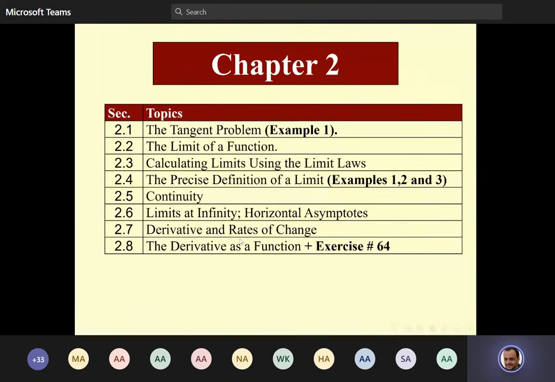So chapter 2. In chapter 2, ya shabab, the main target is limits and derivatives. But of course, we will study the derivatives at the end. Mainly, it is about the limits and the continuity of functions. So we will spend 6 sections about limits and continuity, and the last 2 sections will be about derivatives.